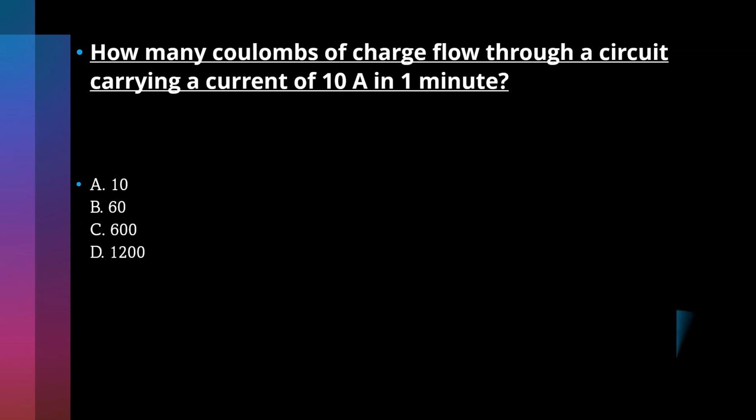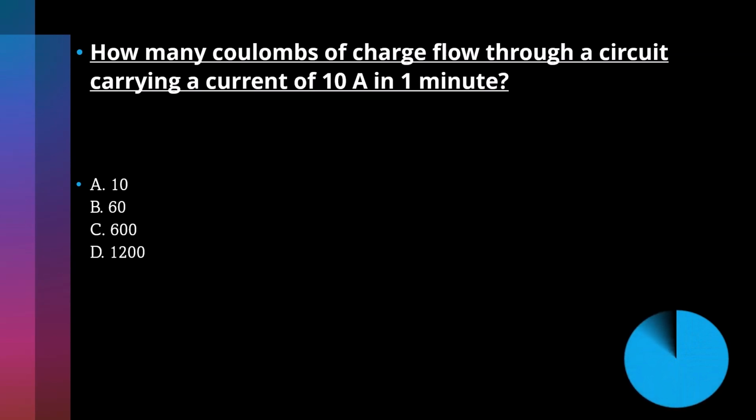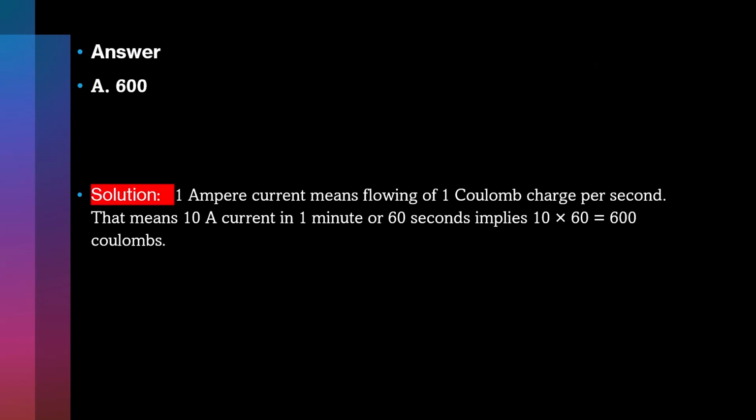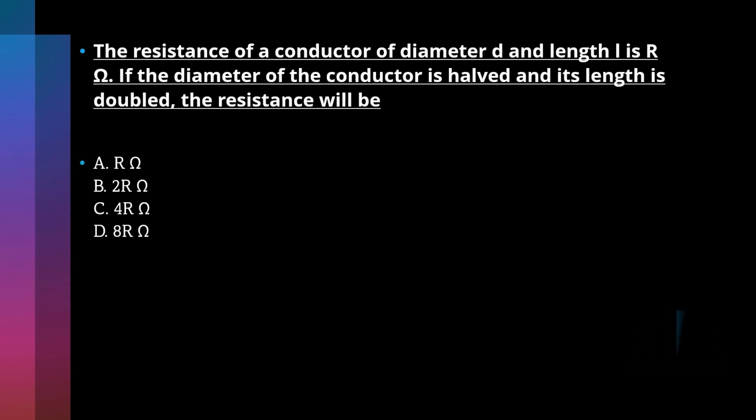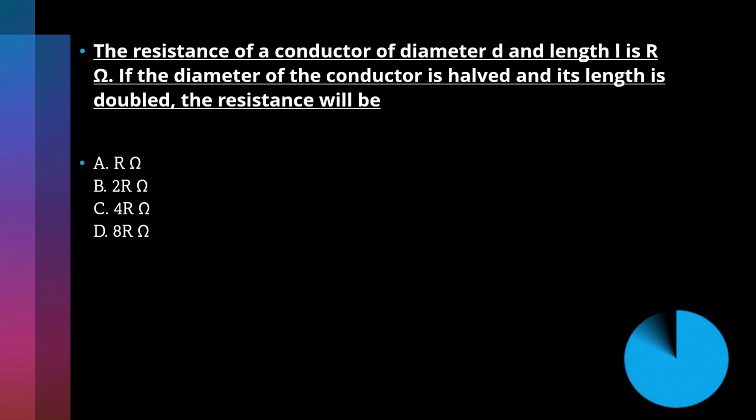How many coulombs of charge flow through a circuit carrying a current of 10 A in 1 minute? The resistance of a conductor of diameter d and length L is R ohm. If the diameter of the conductor is halved and its length is doubled, the resistance will be.